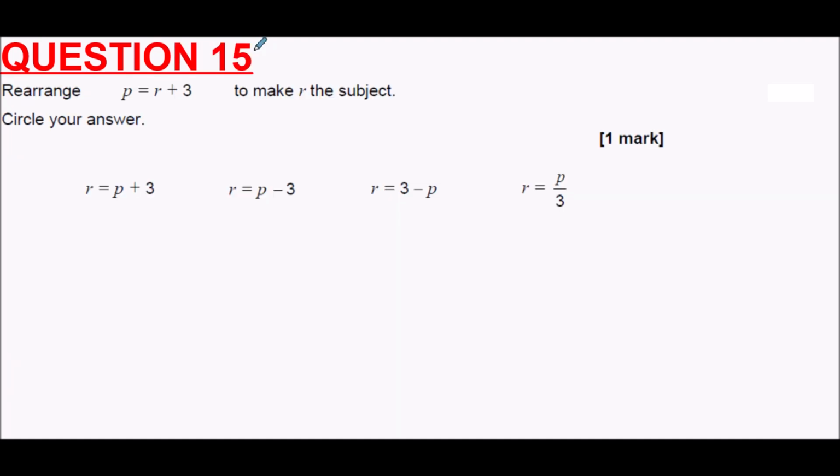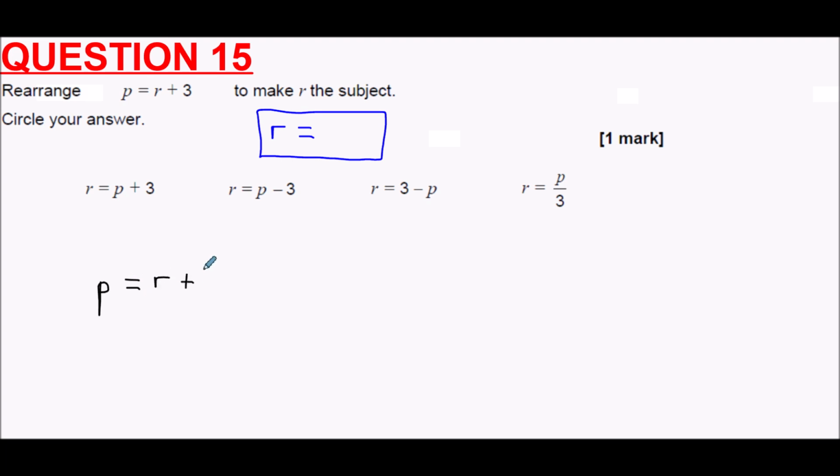Question 15. Rearrange this so that R is a subject. When R is a subject, all it means is that R comes first in the equation. So it means R equals whatever. Whatever comes first is a subject. So in this case here, as it stands, P is a subject.